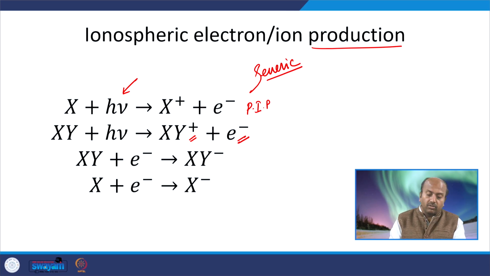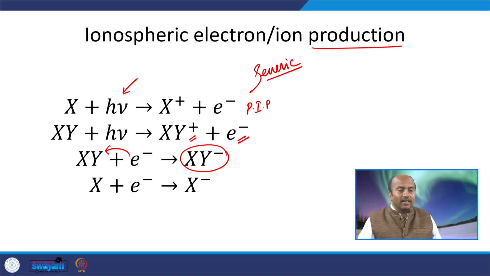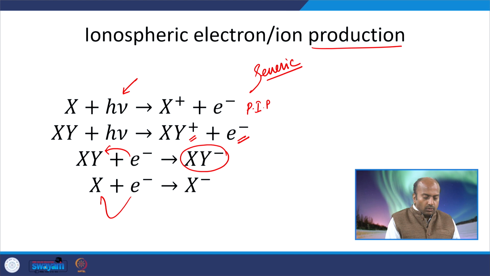Now, here you have a positive molecular ion, Xy plus, and an electron. Here the electron is getting attached to the neutral species. So here it is a negative ion, you see, a negative molecular ion. Like I said earlier, the total negative charge species density is entirely electrons, barring a very small percentage of negative ions which exist primarily in the lowermost part of the ionosphere. And again, an electron getting attached to a neutral atom and producing a negative ion.